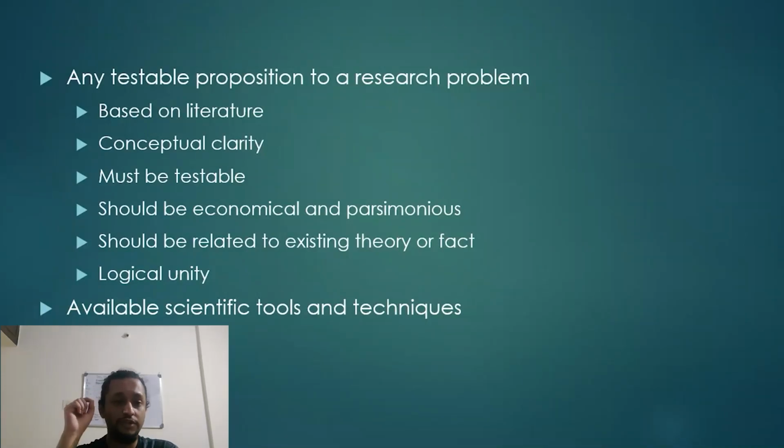Which means the hypothesis needs to be based on literature, it needs to be conceptually clear, it must be testable, it must be economical and parsimonious, meaning that it should not require so much money that you can't afford to do the research. It should be related to existing theory or fact. Related doesn't mean it has to follow the theory. It can be away from the theory, it can be against the theory, but there needs to be some theory, right? And there must be logical unity. Again, it should be linked. Those variables that you're assessing should be linked, right? The hypothesis that you're creating must be linked.